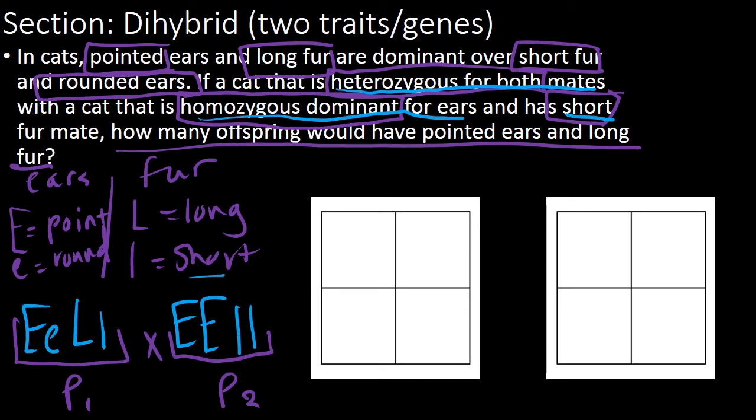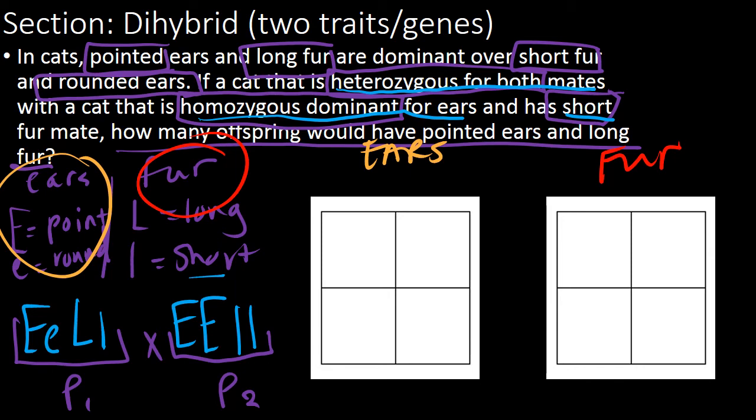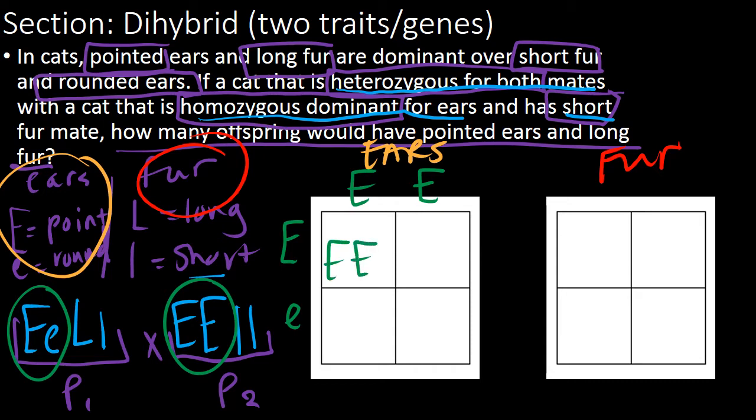What we're going to do is we're going to make 2 different Punnett squares. One Punnett square will be for ears. One Punnett square will be for fur. Alrighty, and let's go ahead and write down our letters. So for my first parent, for ears, he put in a capital E lowercase e. That's my first parent. My second parent put in capital, capital. Fill in your Punnett square like normal. And go to your second Punnett square.